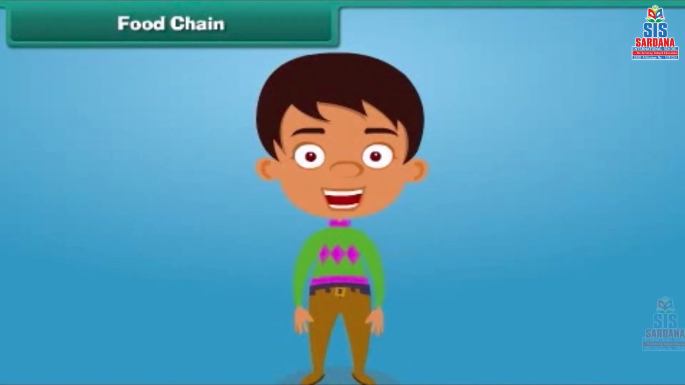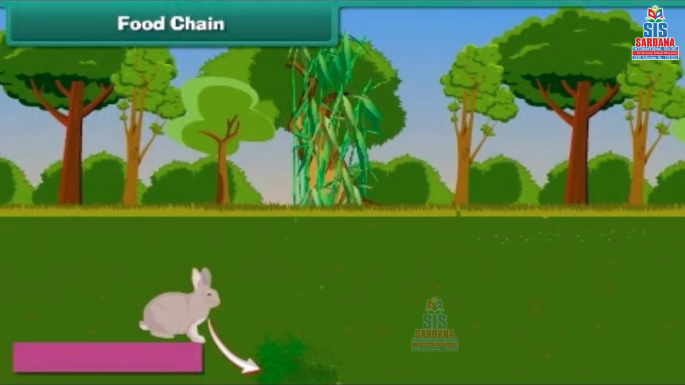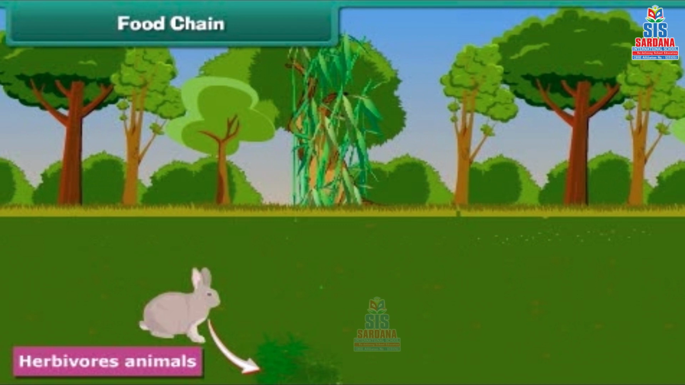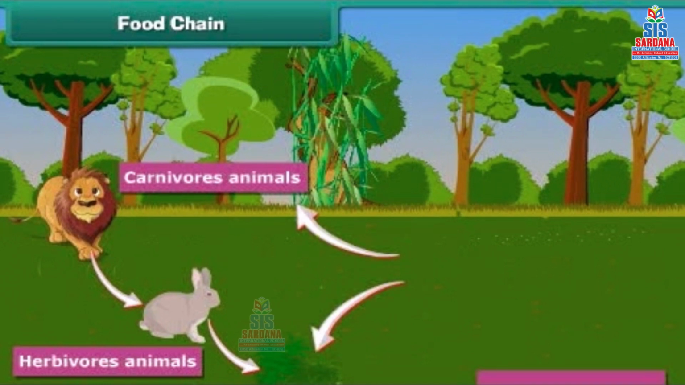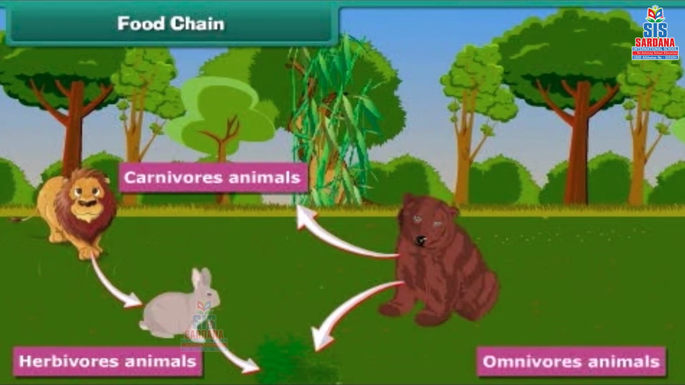Friends, do you know this fact that all animals are connected to each other? Actually, they all are dependent on one another for food. Herbivores eat plants to get nutrition. The carnivores eat flesh of herbivores, while omnivores eat both herbivores and carnivores. A food chain is the sequence of who eats whom to obtain nutrition. For example, a rabbit eats grass and lion eats rabbit. A bear can eat both.